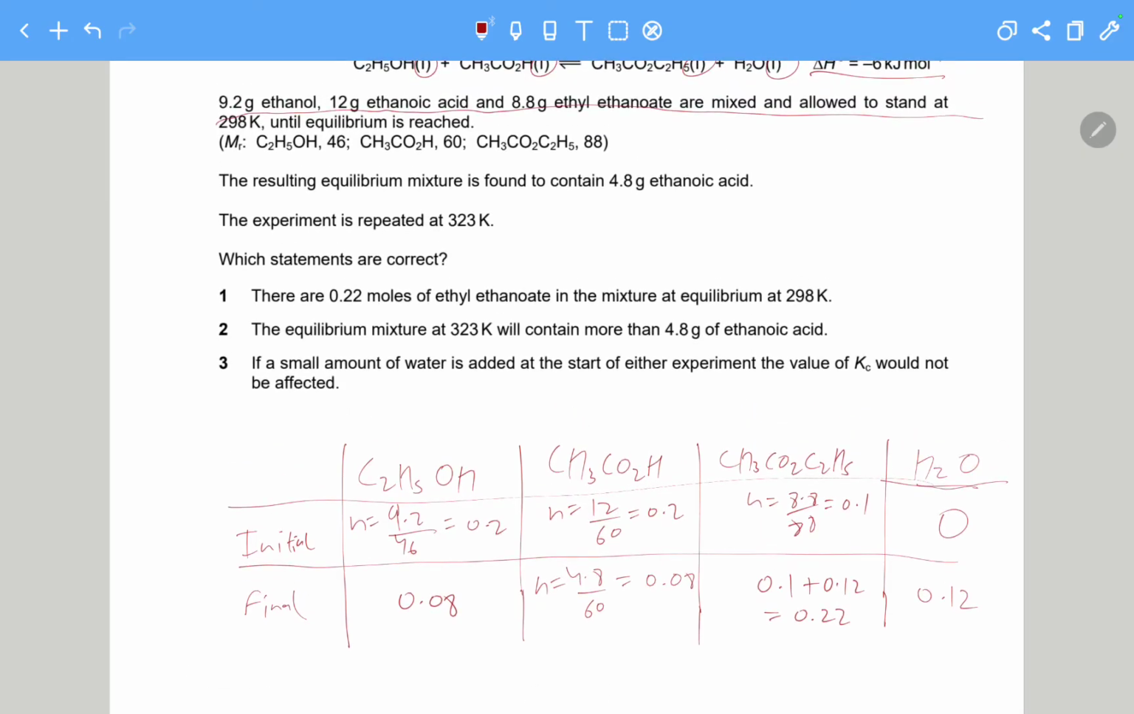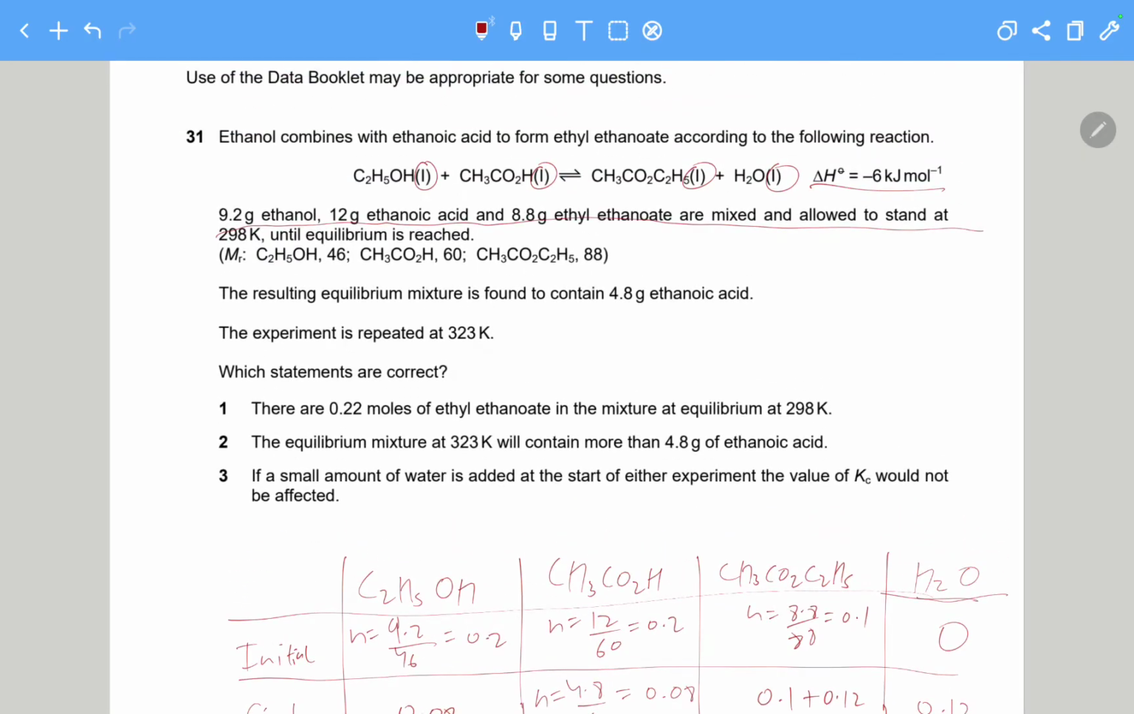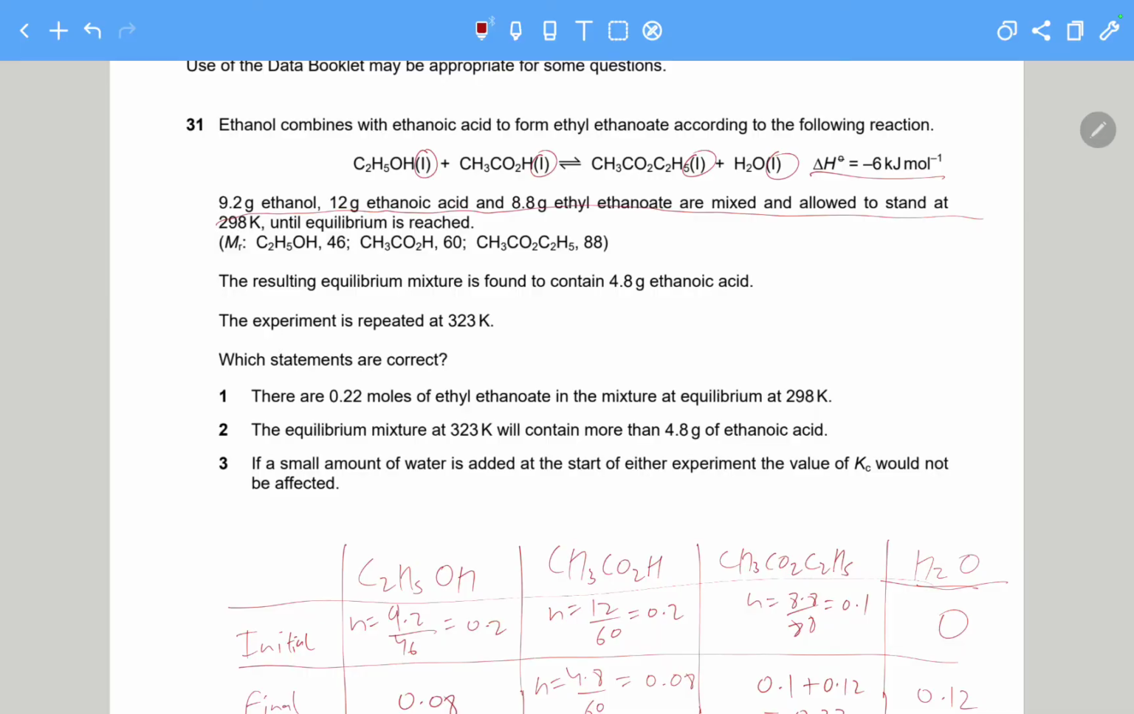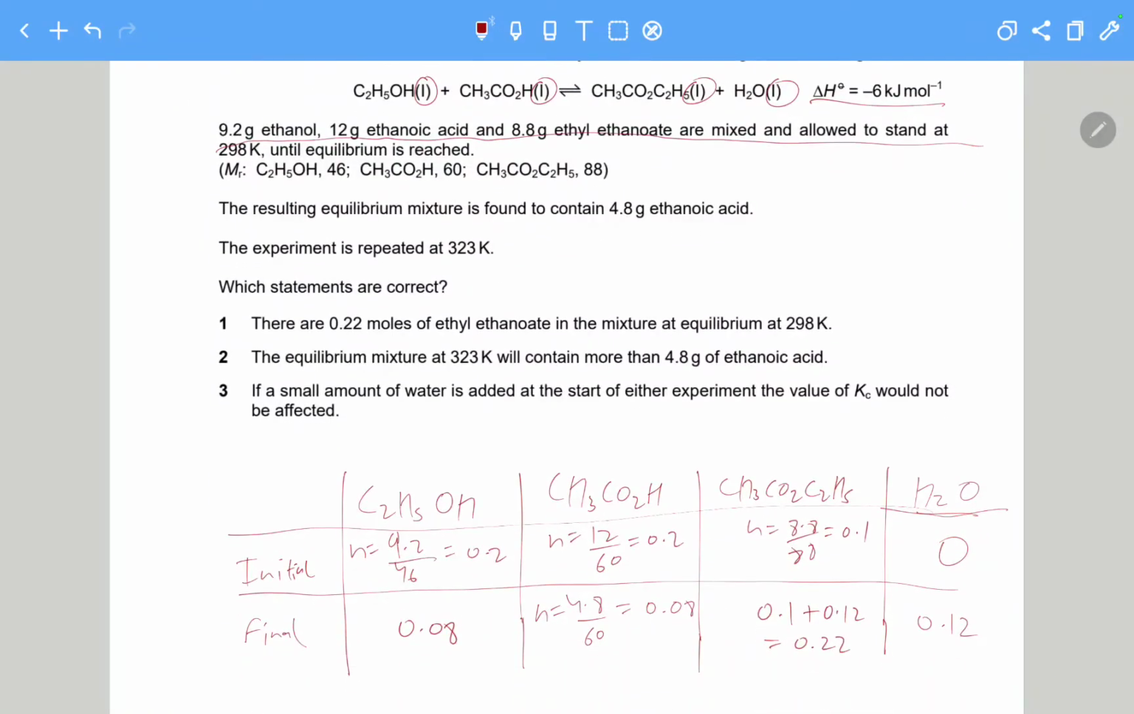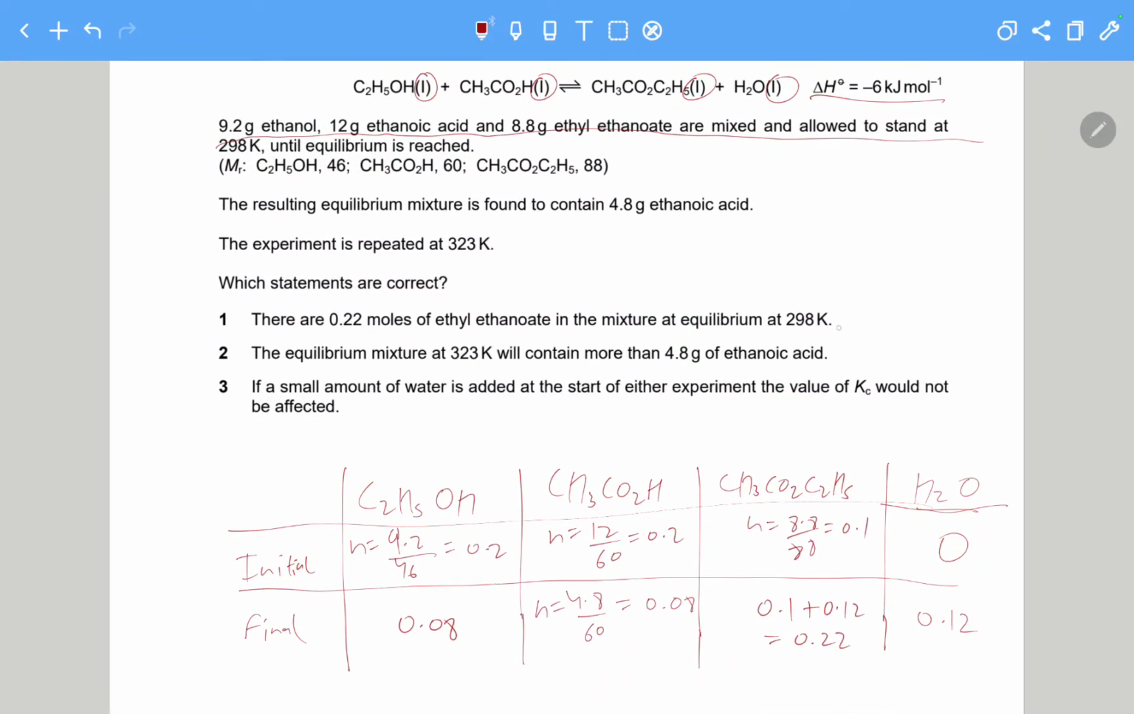Now we have all these numbers. Now we can read the rest of the question. So they say that the experiment is repeated at 323 Kelvin, which is higher than 298 Kelvin. And which statements are correct? There are 0.22 moles of ethyl ethanoate in the mixture at equilibrium at 298 Kelvin. That is absolutely correct because that's what we've calculated.